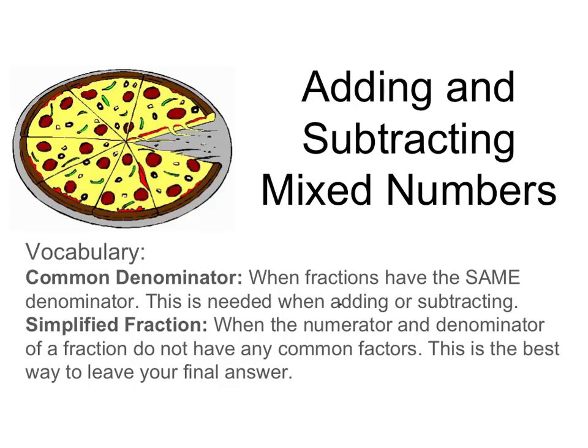The next term is a simplified fraction. So a simplified fraction, that's what we want. That's when the numerator and denominator of the fraction do not have any common factors. So it could be an improper fraction and still be simplified. It could be a normal fraction and be simplified, but we always want it to be simplified for our final answer. So let's write a little example for that.